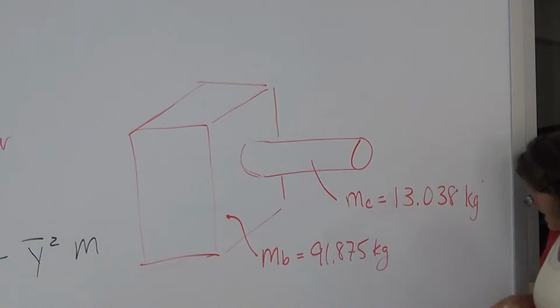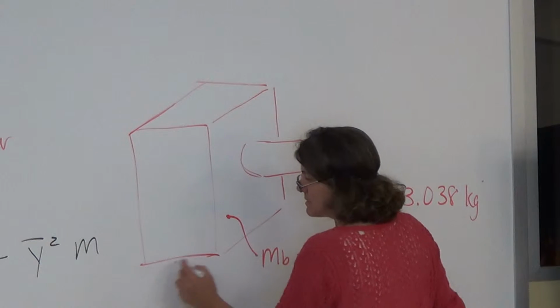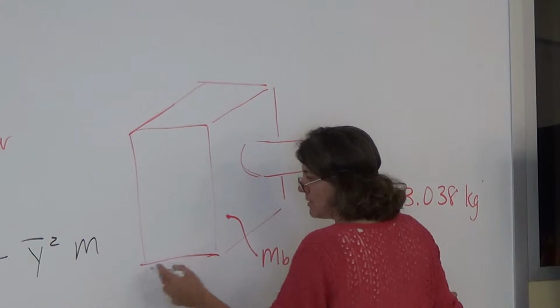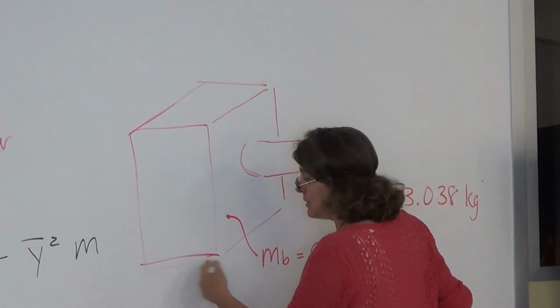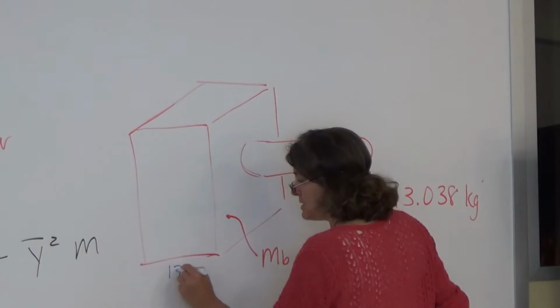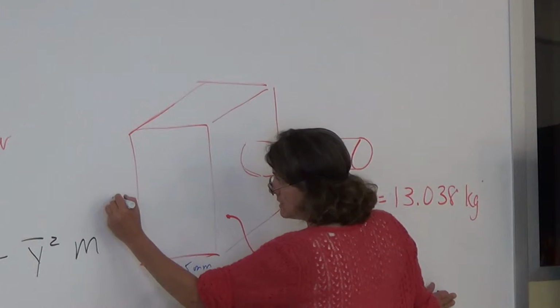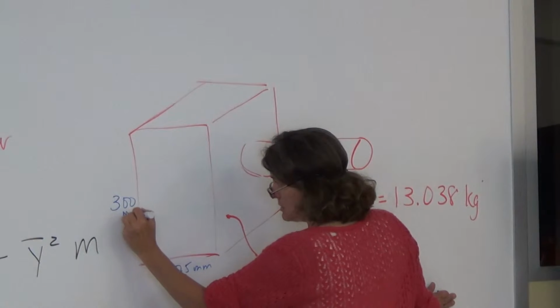Okay. How big is this block? How wide is it? Remember in graphics, this is always the width? 175 millimeters. What's its height? 300 millimeters. And what's its depth?